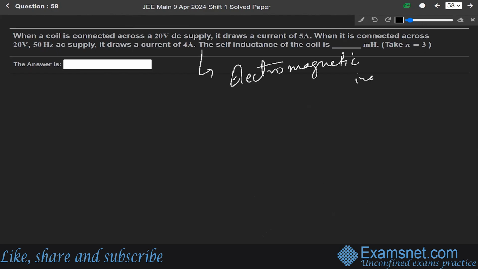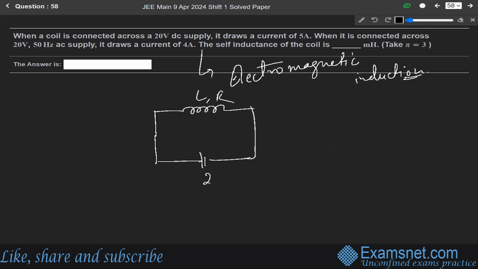Electromagnetic induction, okay? So we have to find the self-inductance. Let us draw this case as an LR circuit. This is a 20 volt supply and the current is 5 ampere. Let us take the case of first: when this is a 20 volt DC supply and the current is 5 ampere.